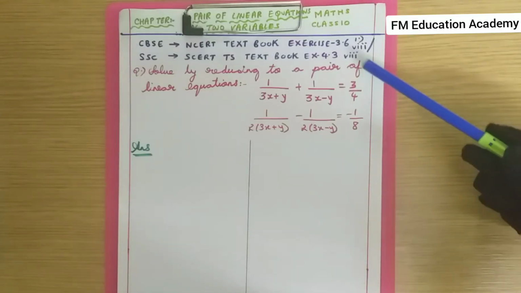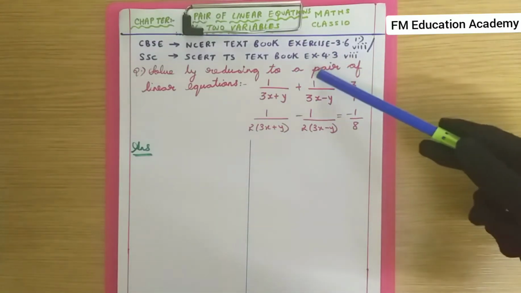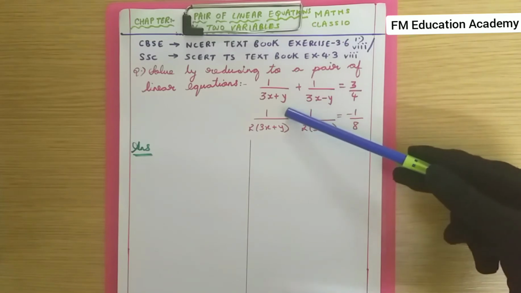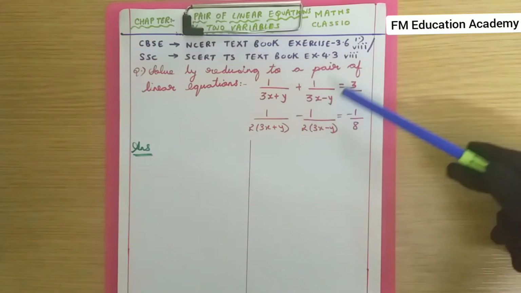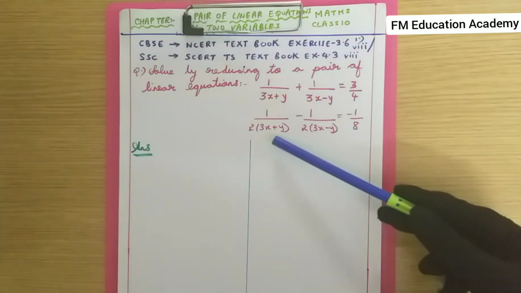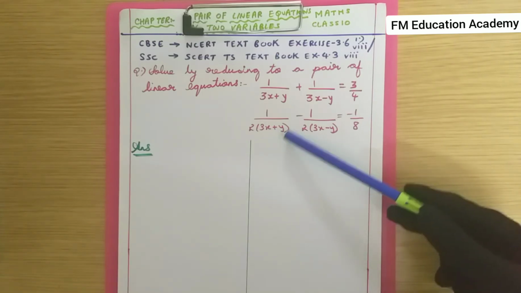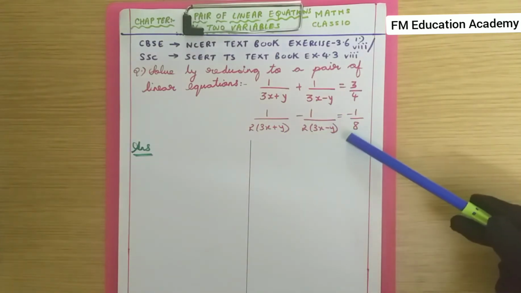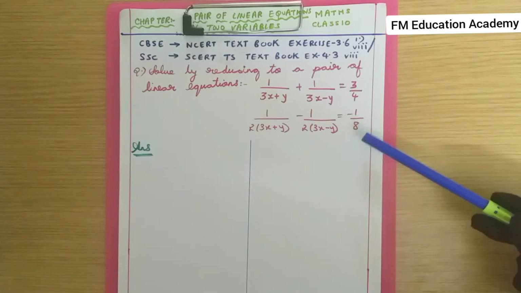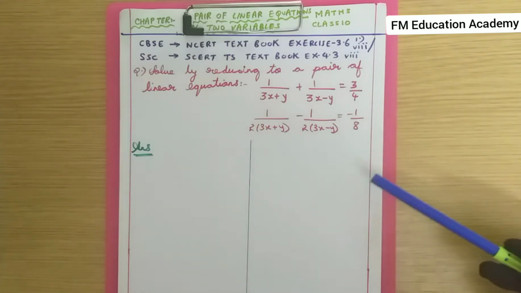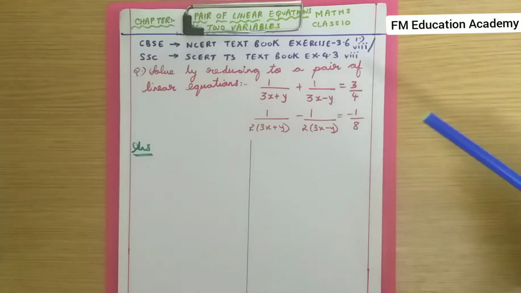To solve a pair of linear equations: the first equation is 1 by (3x plus y) plus 1 by (3x minus y) is equal to 3 by 4, and the second equation is 1 by 2 into (3x plus y) minus 1 by 2 into (3x minus y) is equal to minus 1 by 8. Don't worry by seeing the question. The question is actually very easy to solve.